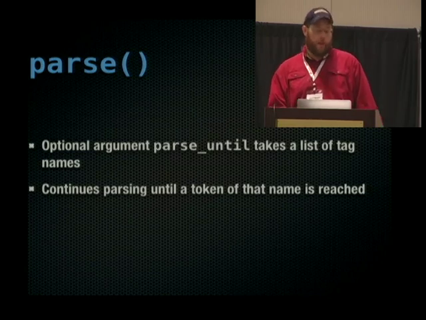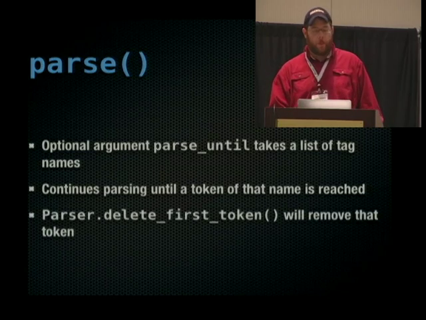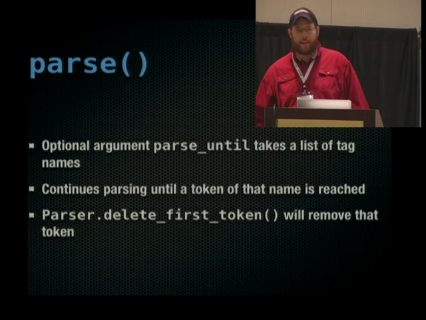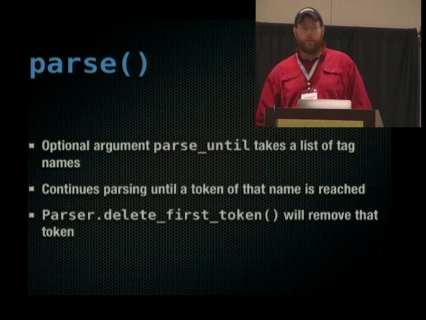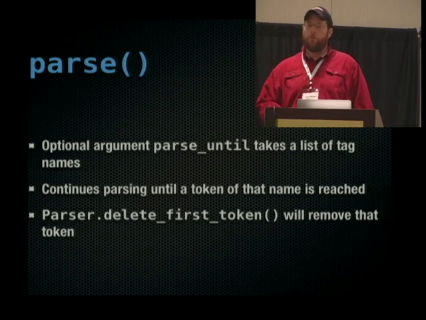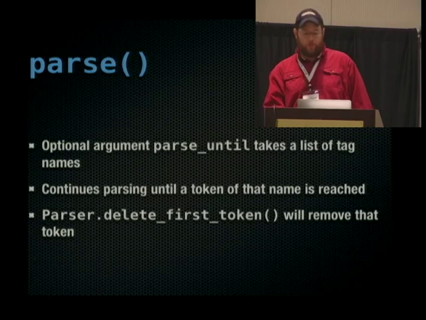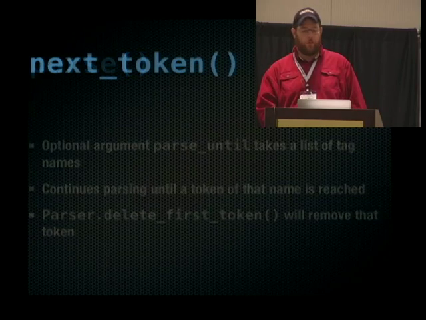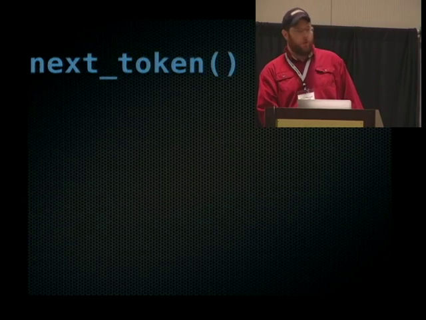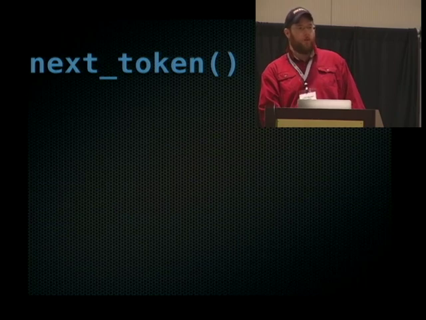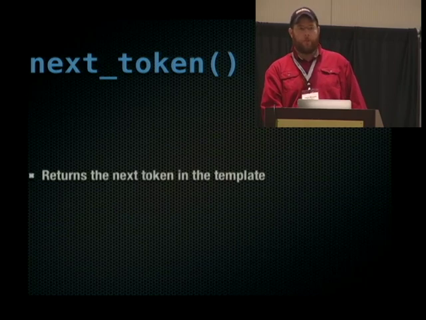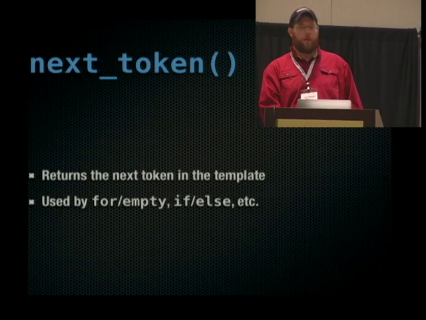Specifically a token of that name, because those are tokens at that point. You can also call parser.delete_first_token to delete whatever token is at the point where you are right now. This is really useful for tags that have multiple parts and want to clean up after themselves after they've figured out what they're supposed to do. There's also a method called next_token, which is usually what you do after parse until something. It returns you the next token in the template.